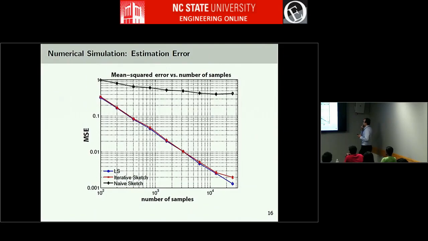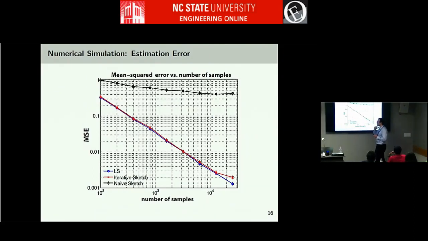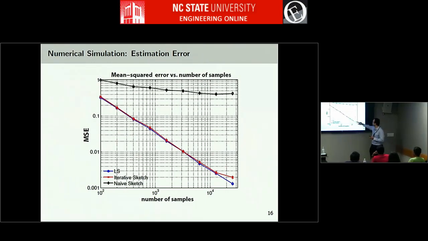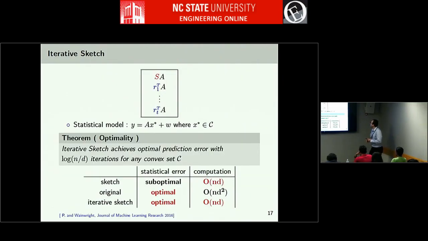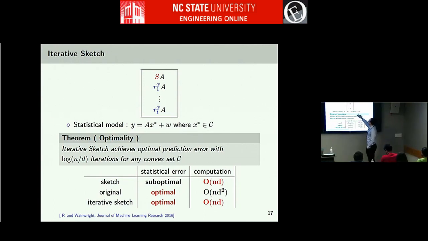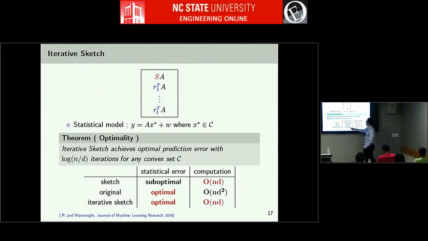And if you simulate this, we call this iterative sketch. It will match the optimal least squares solution, although this will have order nd complexity, not order nd squared complexity. And here's a theorem. Under this model, where x star can belong to any convex set, iterative sketching will achieve optimal prediction error with a logarithmic number of iterations. And then it will be optimal both statistically and computationally.